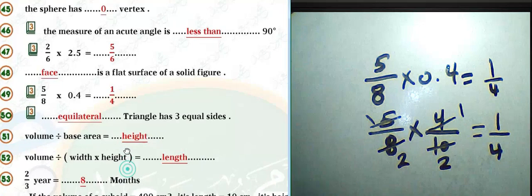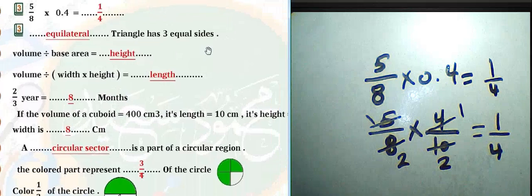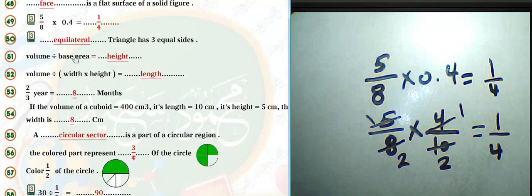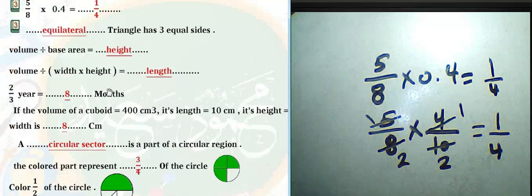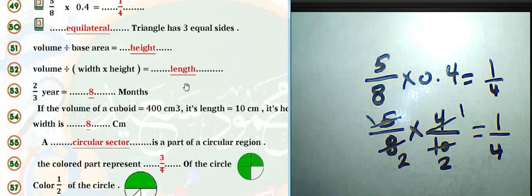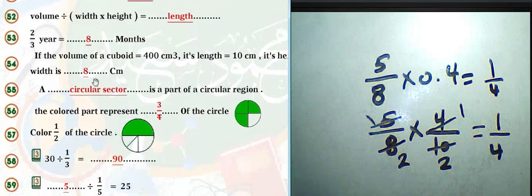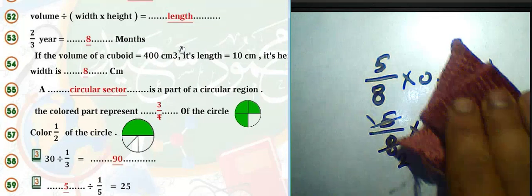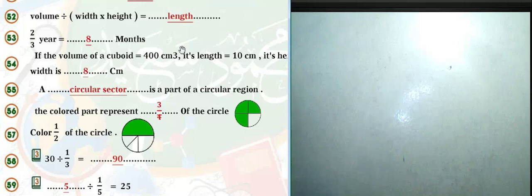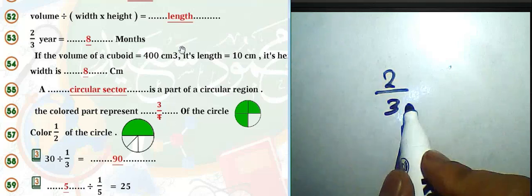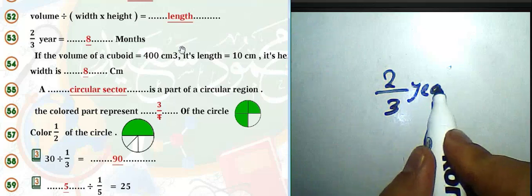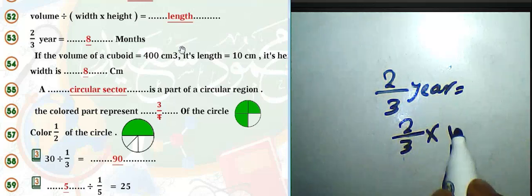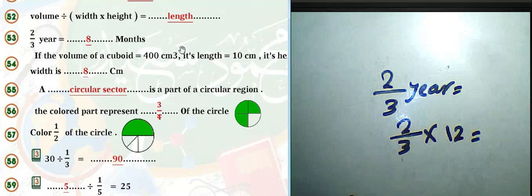An equilateral triangle has 3 equal sides. Volume divided by base area equals height. Volume divided by width times height equals length. 2 over 3 of a year equals 8 months, because 1 year equals 12 months. We can write 2 over 3 year, meaning 2 over 3 multiplied by 12. 12 divided by 3 equals 4, 4 times 2 equals 8.